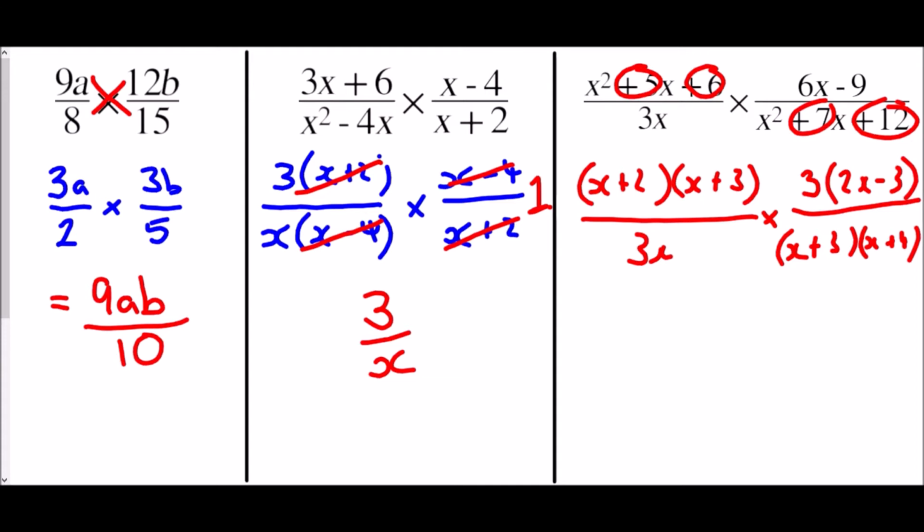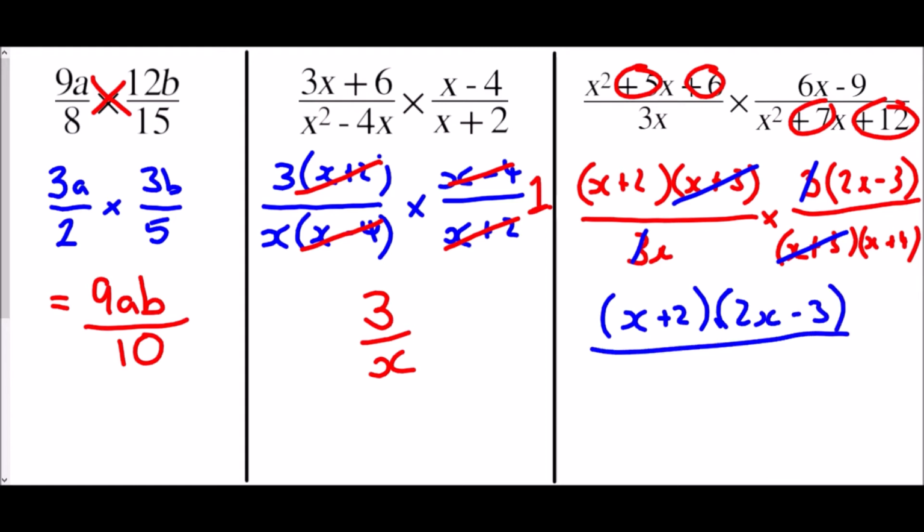Now, do we have common factors? If we have a look on the diagonals, I've got an x plus 3 here and an x plus 3 here, so they have cancelled. Here I have 3x on the bottom and I've got 3 brackets 2x minus 3. Is there a common factor there? In this case the common factor is just the 3. And so now when we multiply together, we've got a slightly easier version. We've got x plus 2 being multiplied by 2x take away 3, and on the bottom I have x being multiplied by x plus 4.